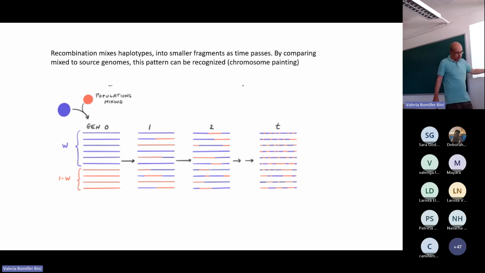So when you have recombination, you will see that in the following generations you have these blocks of red and blue. And recombination will break them up. So through time, you will see that the blue and the red fragments become shorter and shorter and shorter. When we model flow, a parameter that's used to estimate when gene flow happens is exactly that, the length of the tracks that come from one population or the other.